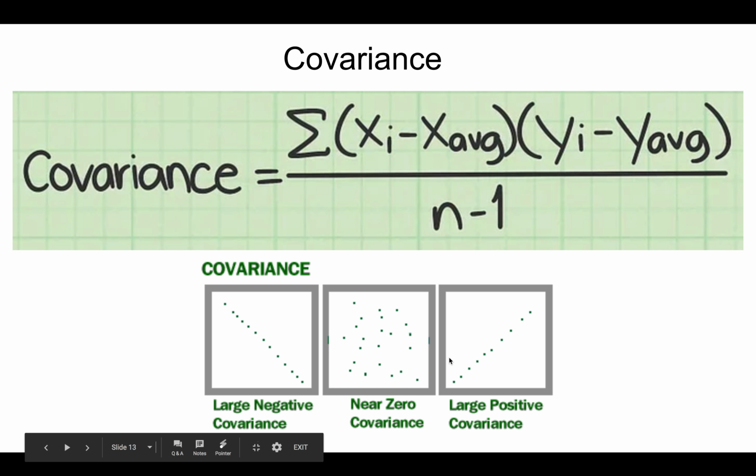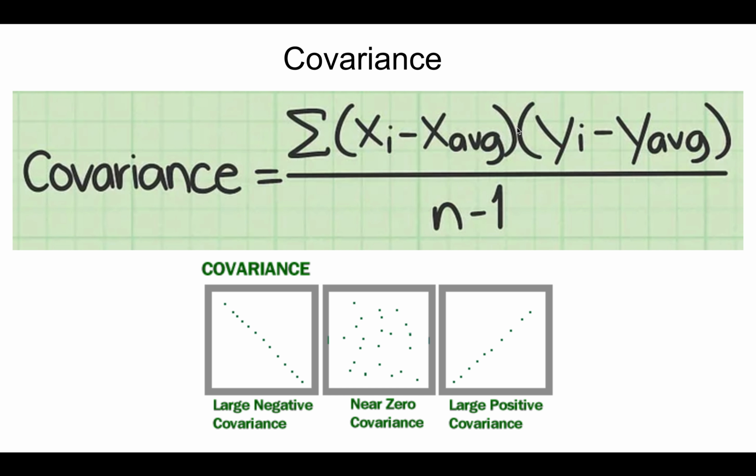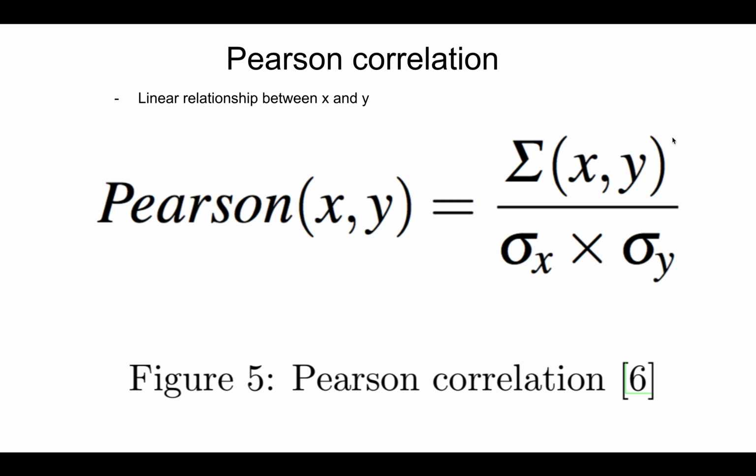So it's a measurement of how these vectors correlate to each other, what the covariance is between them. That is the top section here, and it's going to give you some value. Then you're going to divide that by this section here, which is a small sigma of x and y, the standard deviation.